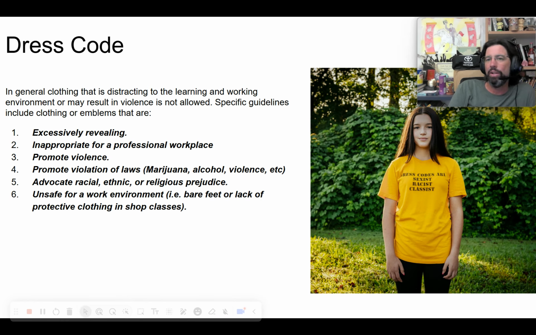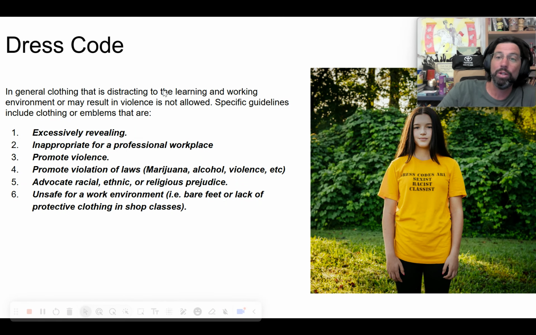Dress code. Ukiah High School says clothing that is distracting to the learning and working environment is not allowed. That's Ukiah Unified School District's dress code. This includes anything excessively revealing, inappropriate for a professional workplace, that promotes violence or things that are a violation of laws, any racial, ethnic, religious prejudice, or anything unsafe for work, which most people at the school don't deal with. If you have a problem with dress codes or interpretation of dress codes, you have to prove to me why they are somehow biased. And be careful, because I will be very direct with you if you want to have that discussion.